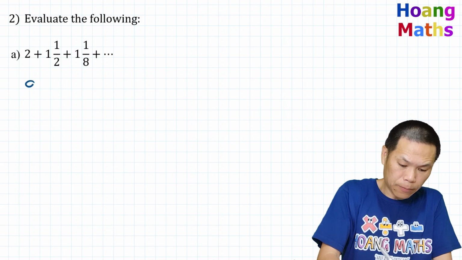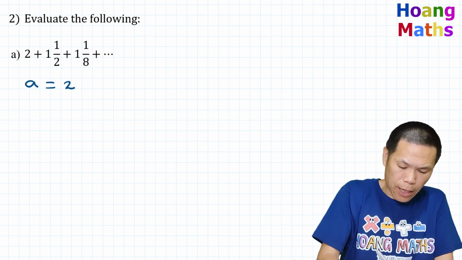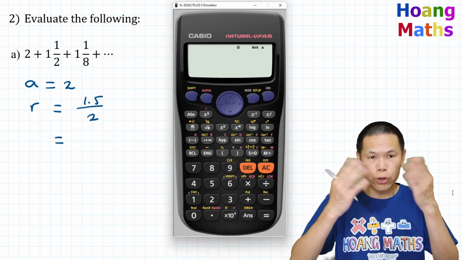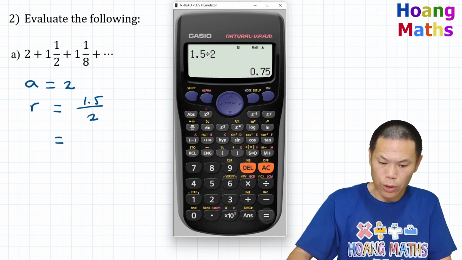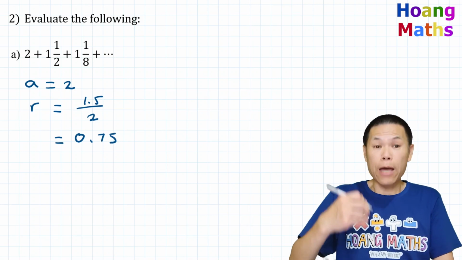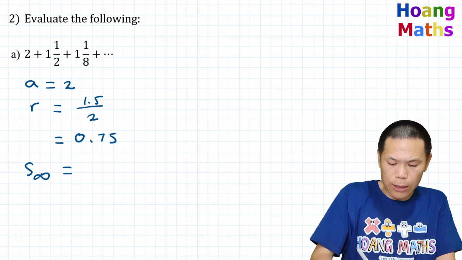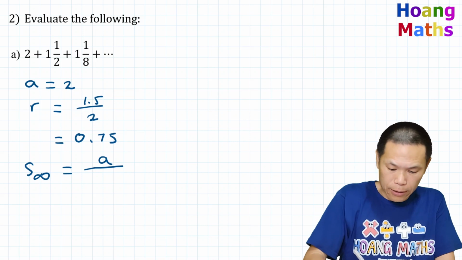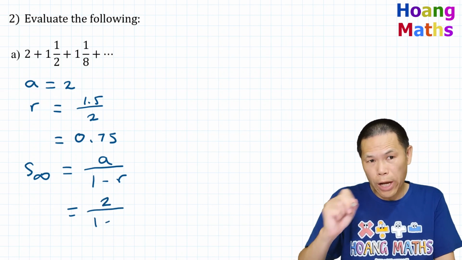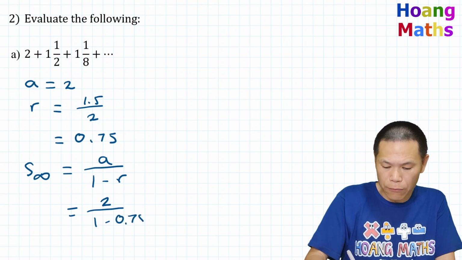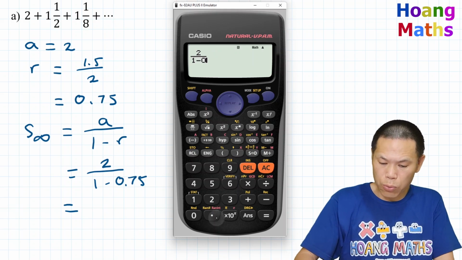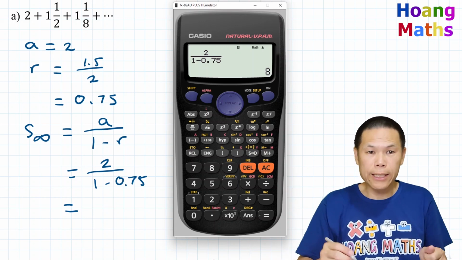So first of all, we know that A is equal to 2. And the common ratio R is easier, okay? Term 2 over term 1. So therefore, R is equal to 1.5 divided by 2. So 0.75 or 3/4 if you like. So I just quickly write down 0.75. And we know that this limiting sum, or sum of infinity, is equal to first term, that is A, over 1 minus R. So A is 2, which is 2 over 1 minus 3/4, or 0.75 if you like. So I just put 0.75. So that will give me 2 over 1 minus 0.75. So there you go. The answer is 8.